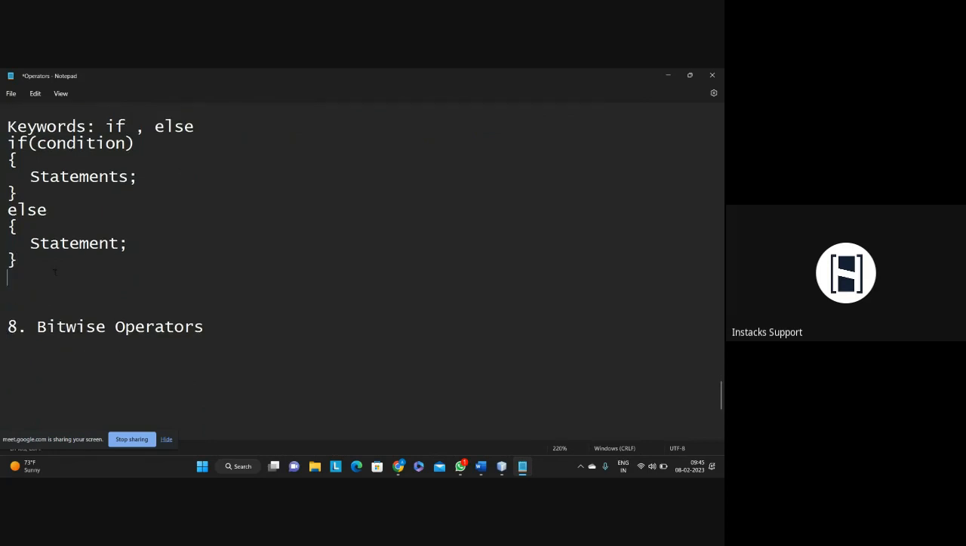Now, how to do that? How am I going to do that? How to use my ternary or conditional operator? What is the syntax?